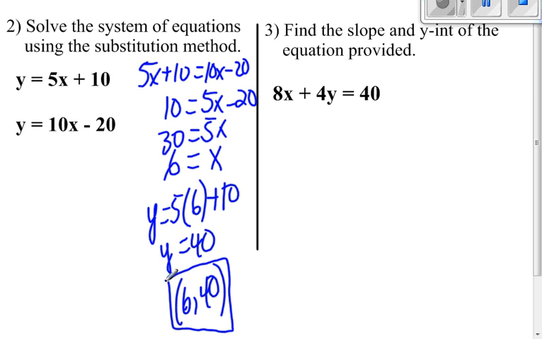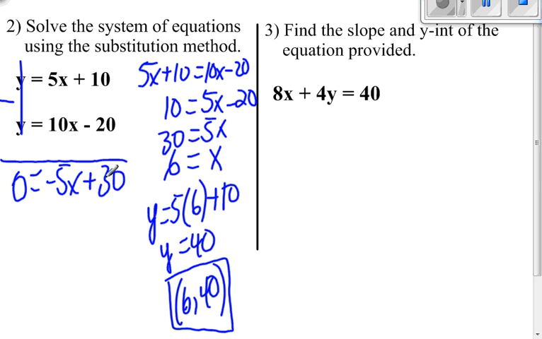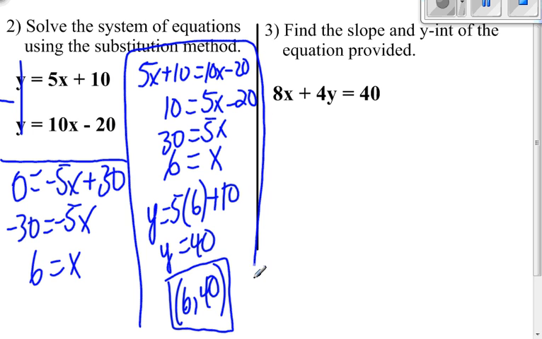You also could have solved this with elimination. Everything is lined up. Just minus the two equations together. 0 equals negative 5x plus 30. And then solve. Minus 30 from both sides. Negative 30 equals negative 5x. x equals 6. So substitution is how it told you to do it. So if it says that, you have to do it that way. Unless it's multiple choice, then do whatever you want.